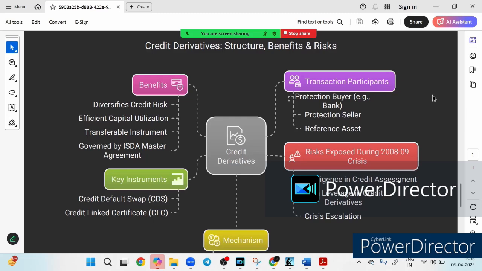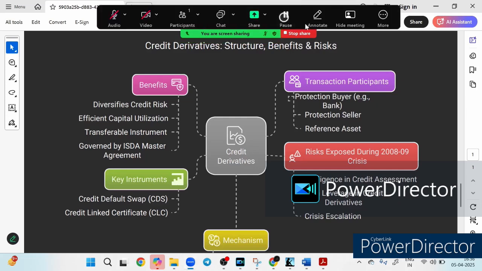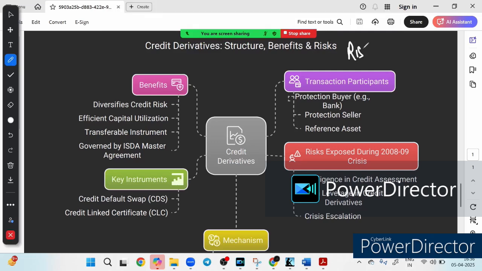These financial instruments allow risks to be transferred. So see what is happening here, just wait a minute. What is happening is that risk is transferred from one person to another, right? Ensuring better capital efficiency. But are they risk free? Let's see. So first of all, let's look at the definition, right?